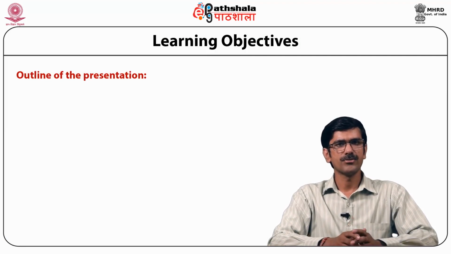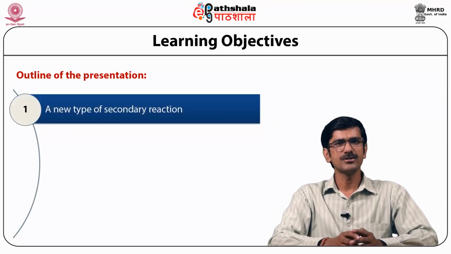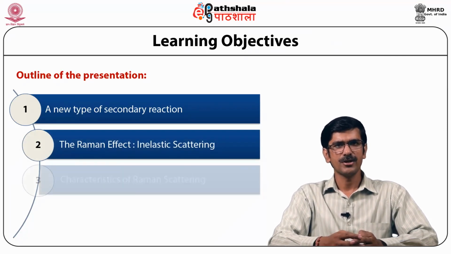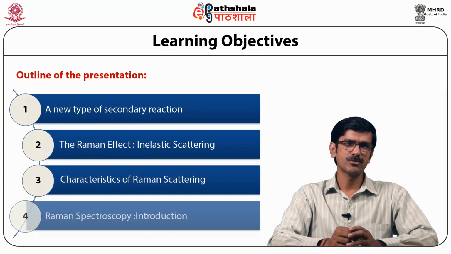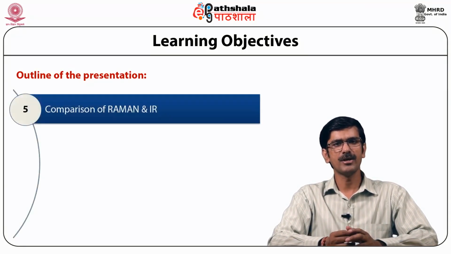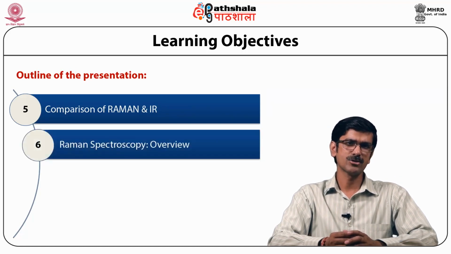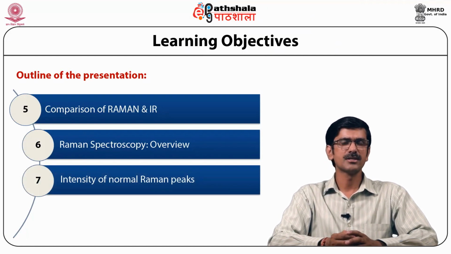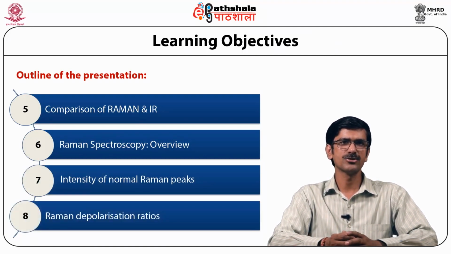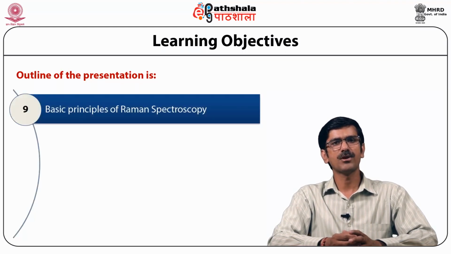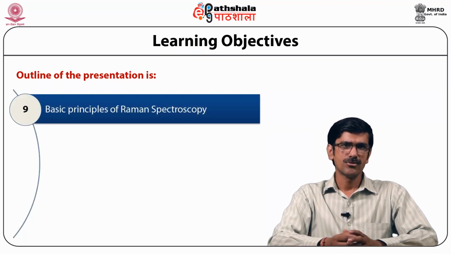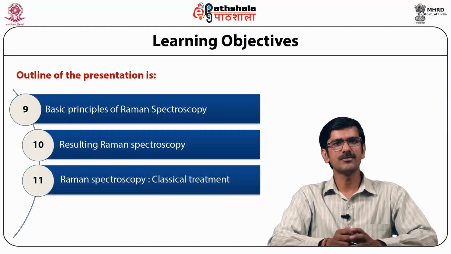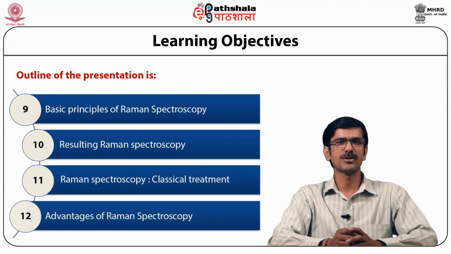The outline of this presentation: number 1, a new type of secondary radiation; number 2, the Raman effect or inelastic scattering; 3, characteristics of Raman scattering; 4th, Raman spectroscopy introduction and comparison of Raman and IR; the 5th is Raman spectroscopy overview; 6th is intensity of Raman, normal Raman peaks; 7th is Raman depolarization ratios; the 8th point would be the basic principle of Raman spectroscopy; 9th is resulting Raman spectroscopy; 10th is Raman spectroscopy, the classical treatment; and the last is advantages of Raman spectroscopy.